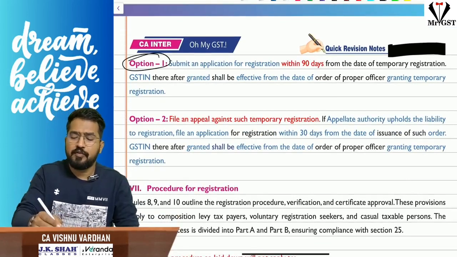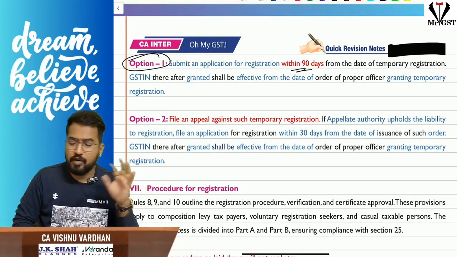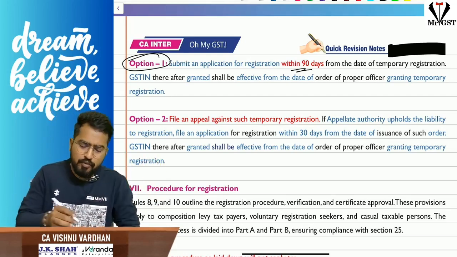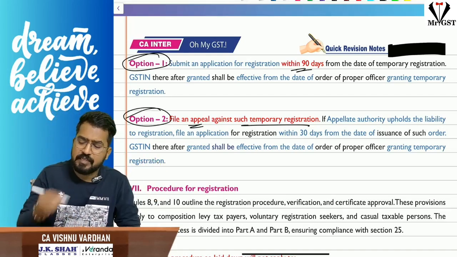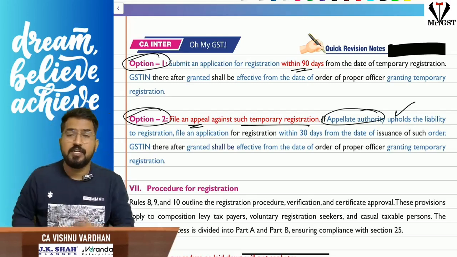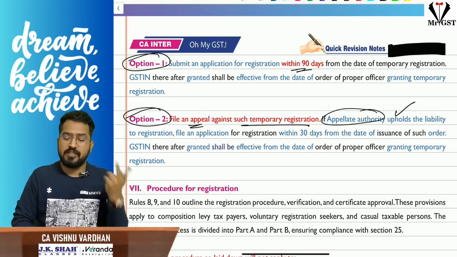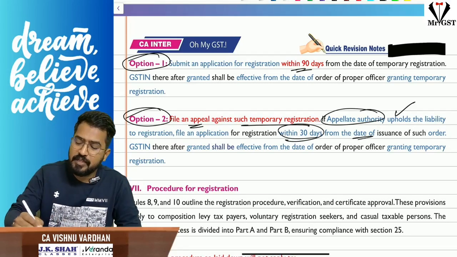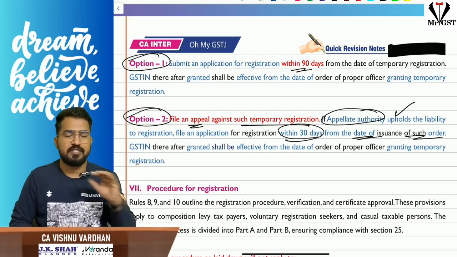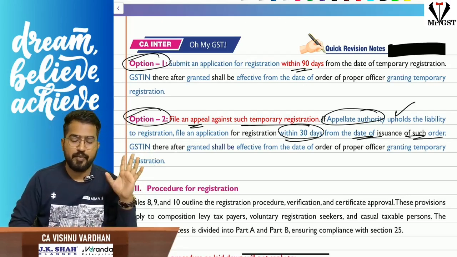Option 1 is, within 90 days of getting the grant of temporary registration, you should submit all the relevant documents and get the registration done. Or if you want to go for an appeal, file an appeal against the temporary registration, and if the appellate authority upholds, that means supports the decision taken by the department, in such case you don't have any other choice. Within 30 days from the date of issuance of order by the appellate authority, you should apply for the registration, submit all the relevant documents and get your final registration done. Okay, so that is the point.